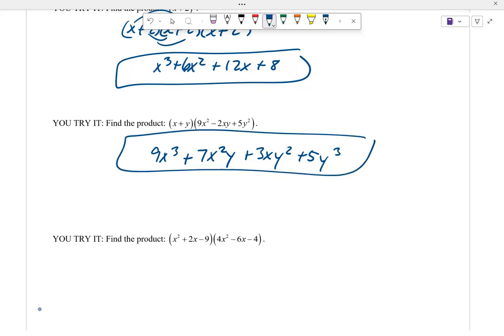And finally, on this last problem, you'll end up with 4x to the 4 plus 2x cubed minus 52x squared plus 46x plus 36.